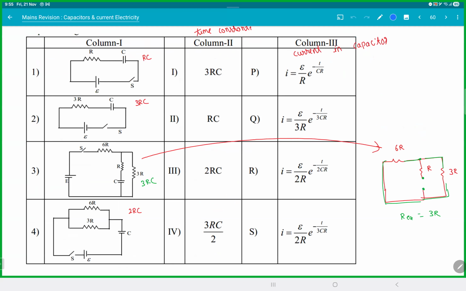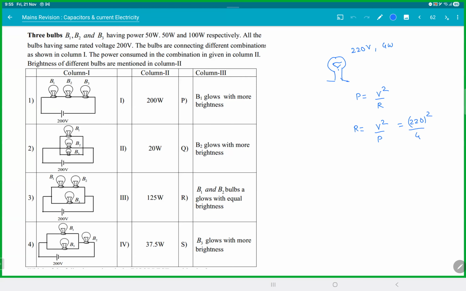Because in the previous ones, if you see now, in this case, luckily 1, 2, 4, the current in the capacitor is the current in the battery only. So we didn't have a problem. Only 3, you may be getting that issue.